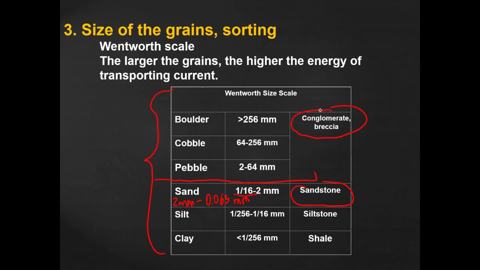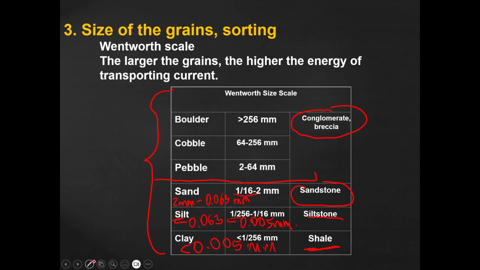The next one is the silt, and the silt is between 0.063 and 0.005 millimeter. If you divide 1 by 256, then it's going to give you 0.005 millimeter. So the silt will make siltstone. And if the grain size is less than 0.005 millimeter, then it's going to be clay. And the rock which it will form is going to be shale or mudstone.